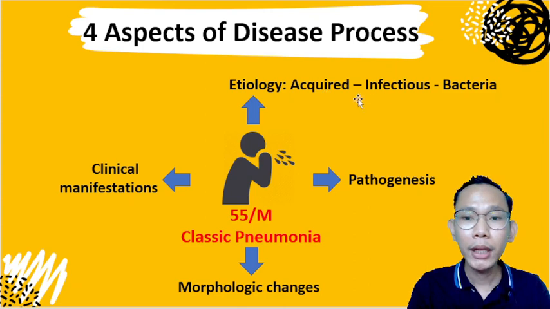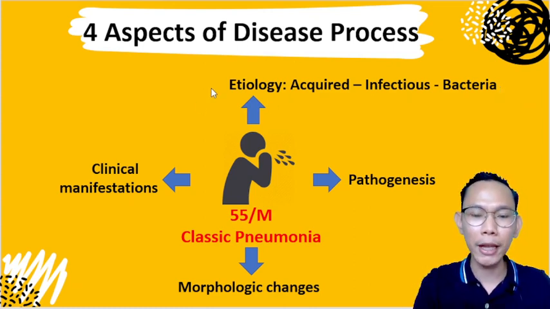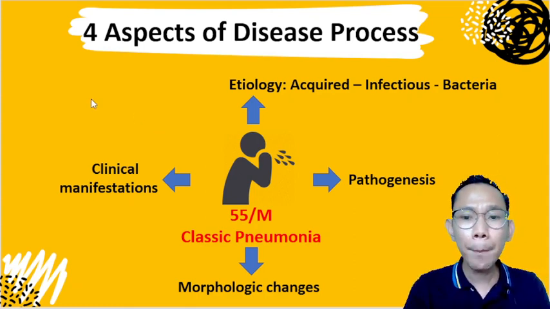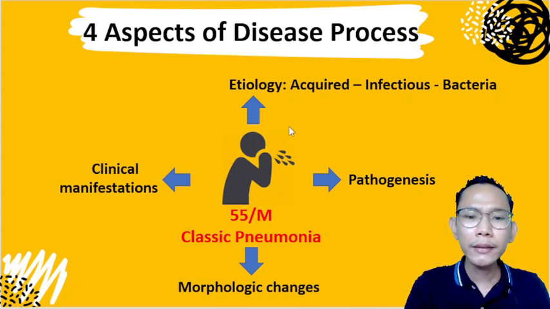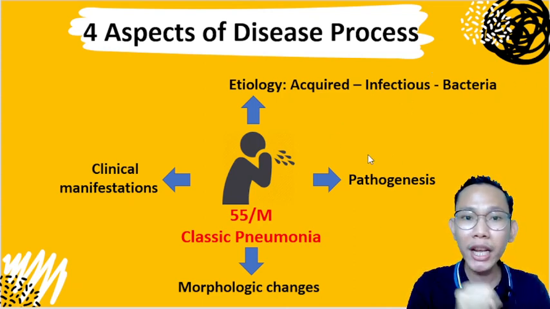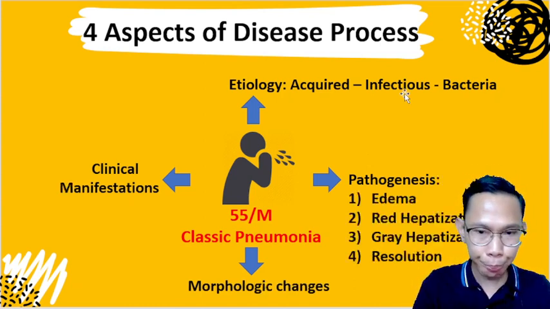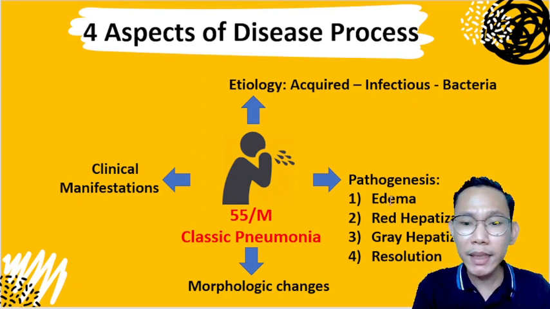It is acquired, infectious, and specifically we are talking about a bacterial in origin. So, ito yung etiology ng ating pasyente. Classic pneumonia, bacteria. So, what is the pathogenesis of this disease condition? So, alam na natin, ang pneumonia ng pasyente natin is brought about by bacteria. So, what would be the disease process or the progression of the disease brought about by pneumonia? So in pneumonia, it's gonna be the pathogenesis.